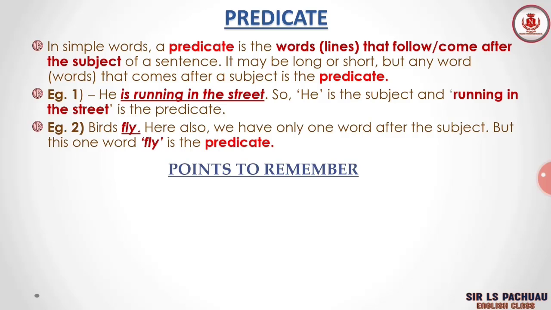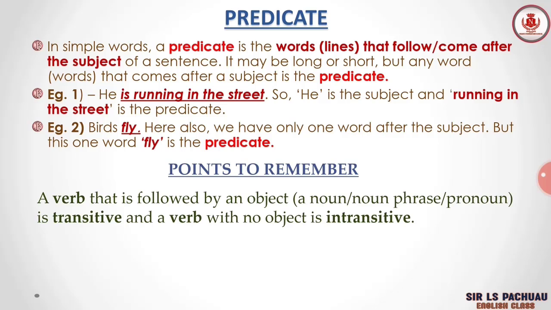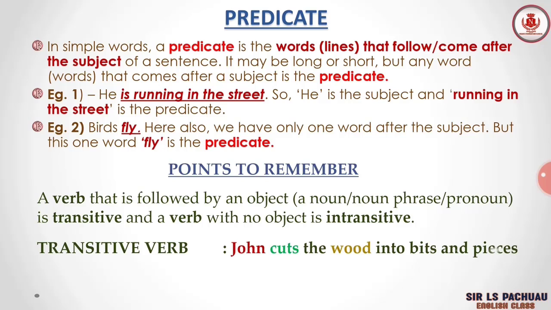Points to remember. A verb that is followed by an object is a transitive verb, and a verb with no object is an intransitive verb. Let's see. Transitive verb. John cuts the wood into bits and pieces. Here we have John as the subject, cuts is the verb, and wood is the object. So we have a full sentence: subject, verb, and object. So it's a transitive verb. Cuts is a transitive verb because the verb has an object.